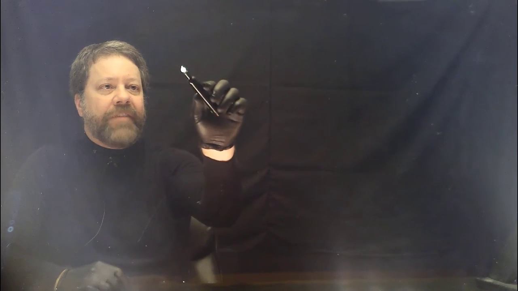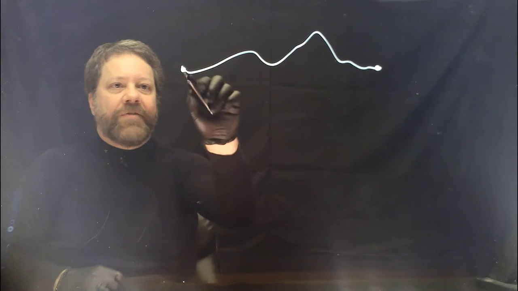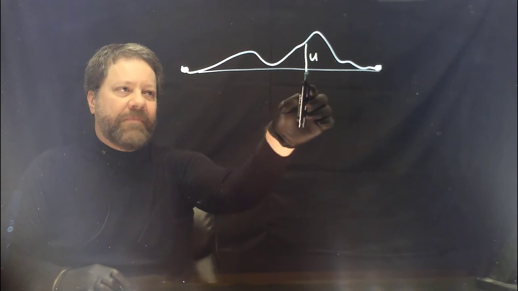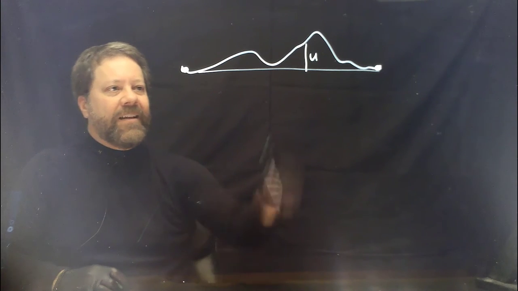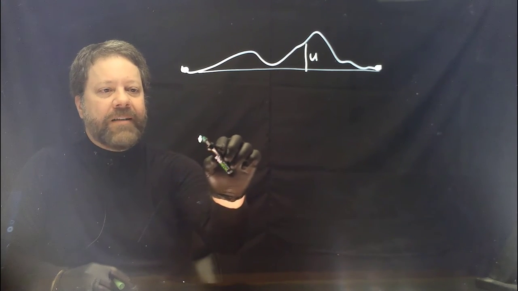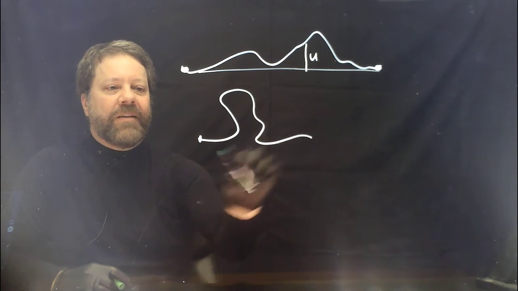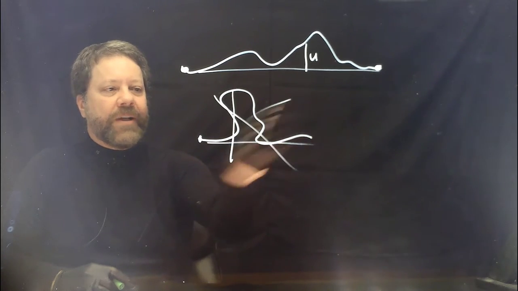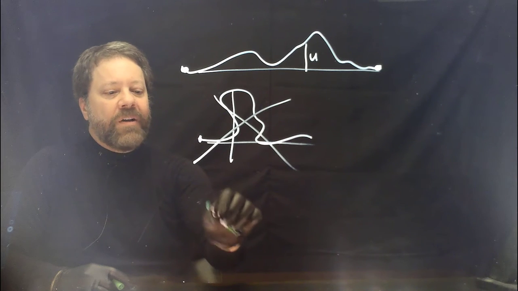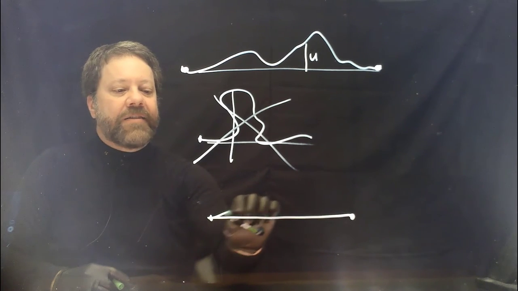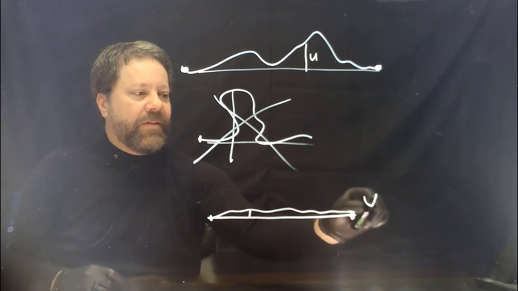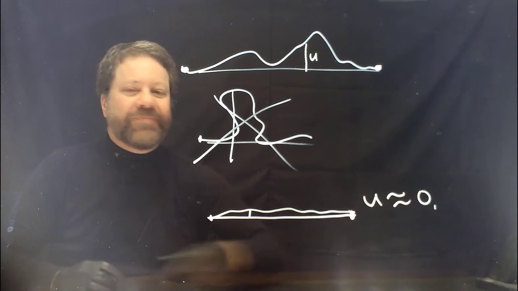We're going to assume that we have a string that is fixed at these two endpoints. And we're going to let u be the deviation of the string from equilibrium position. Then we're also going to assume that the string does not do something like this. We're not going to allow it to go back over itself like that. So we're going to eliminate these situations. What is more, we're going to assume that the string deviates by just a small amount. U is pretty close to 0.